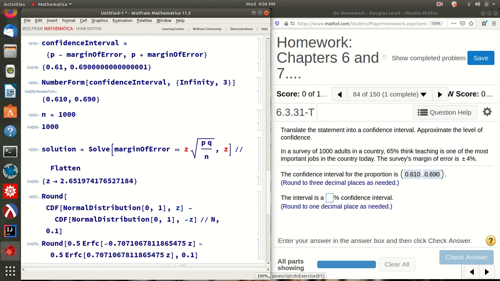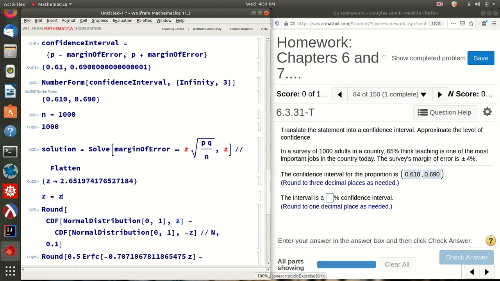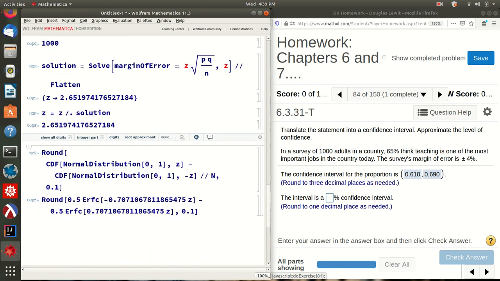Okay, why is that not... Oh, I see what's going on. I didn't define z. Z is equal to z as it's defined in my solution. So now z is that number.